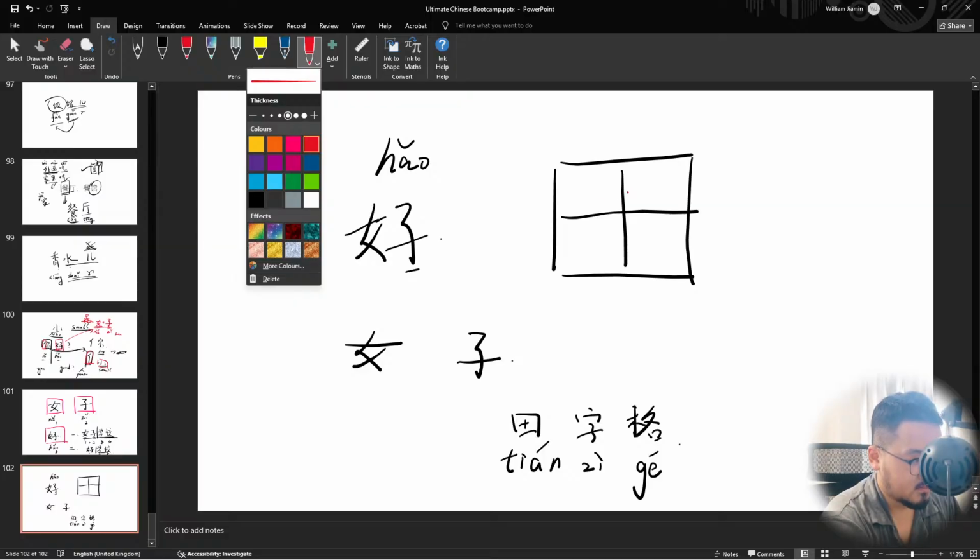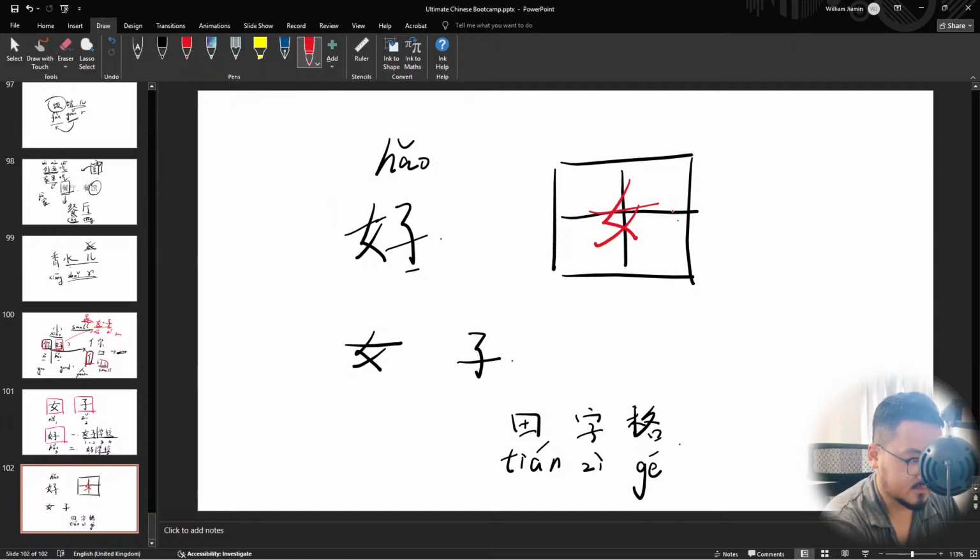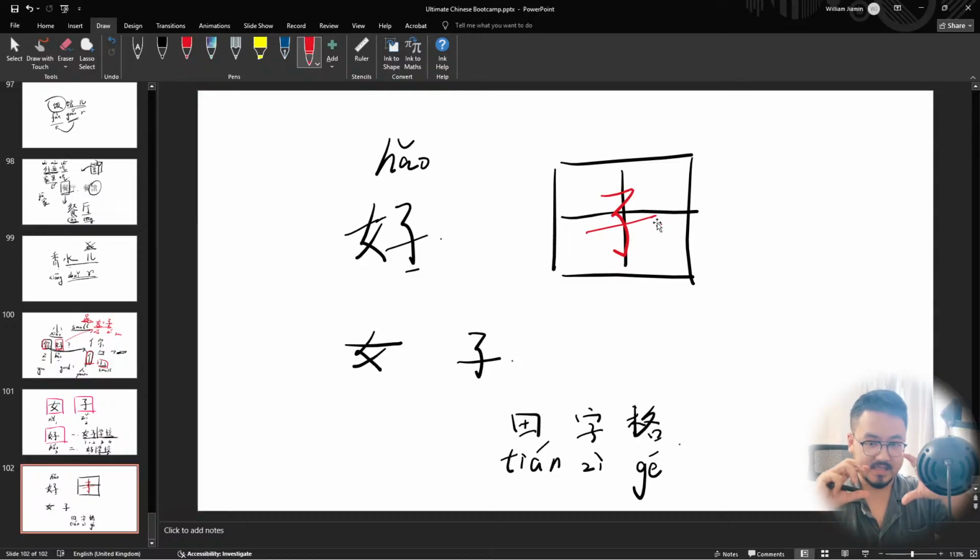Okay, so basically, if they want to write 女, they will write this way, right? If they want to write, say, 子, they will write this way, right? So basically, one character will take approximately the center and take approximately the same space up, down, left, and right. Okay, that's like a single character.